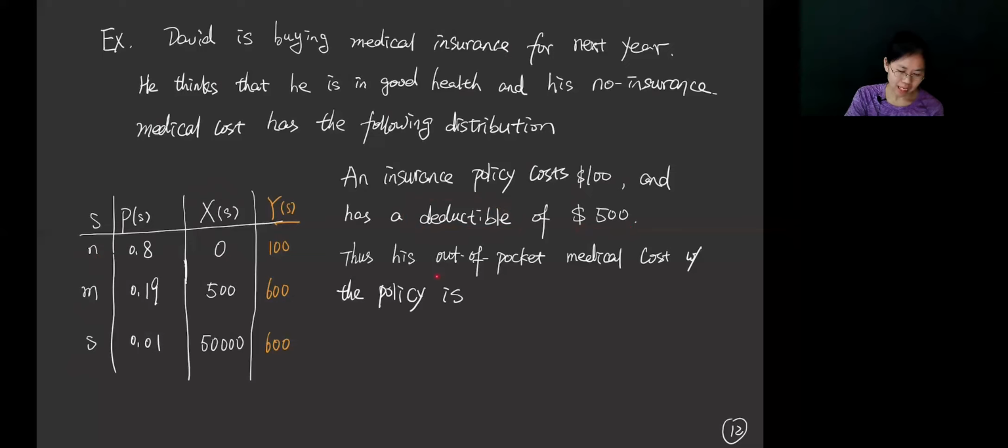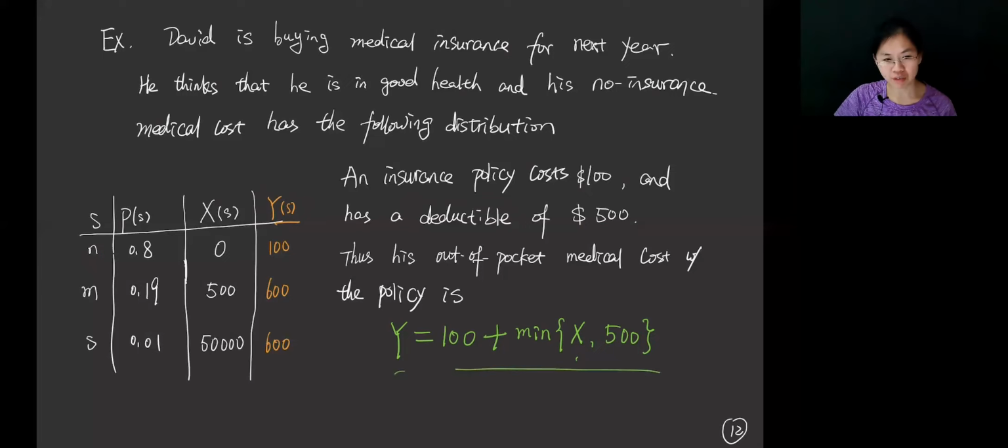Now, with the policy, his out-of-pocket medical cost is Y, and Y is a function of X. Out-of-pocket cost includes the insurance policy cost, 100, which he has to pay in any of the states, plus the minimum of the no insurance medical cost and the deductible. If he spends less than the deductible, he pays that amount, and if he spends more than the deductible, then he only pays the deductible. So Y is this function of X.